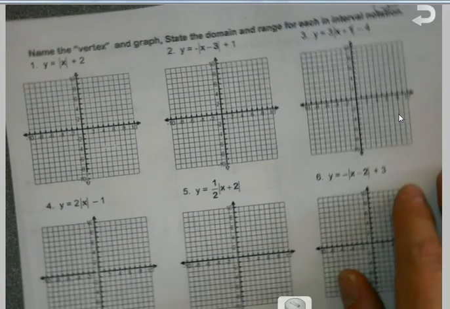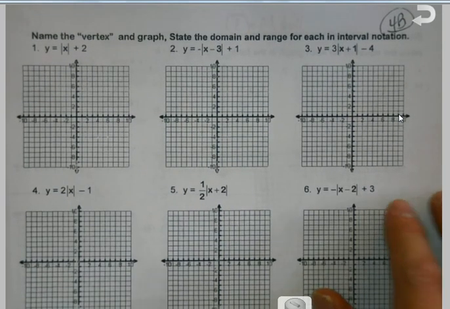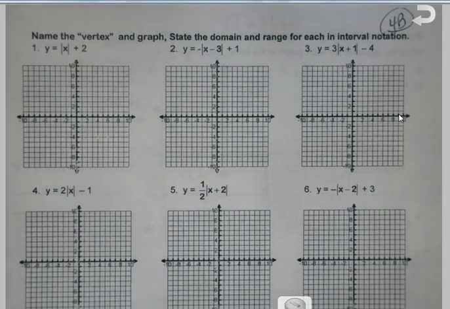On the back are like the problems that we were doing on the big note sheet. You're going to name the vertex. You're going to graph them. You're going to do domain and range for those, and they're really similar to the ones that were there. So this is the work for you to do.